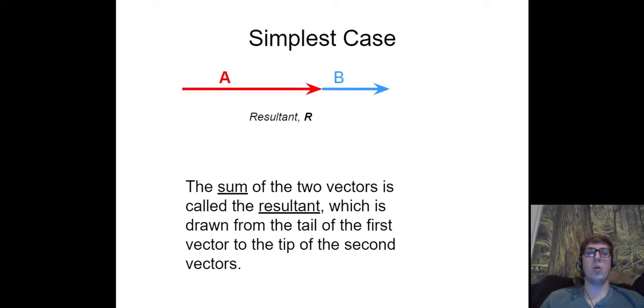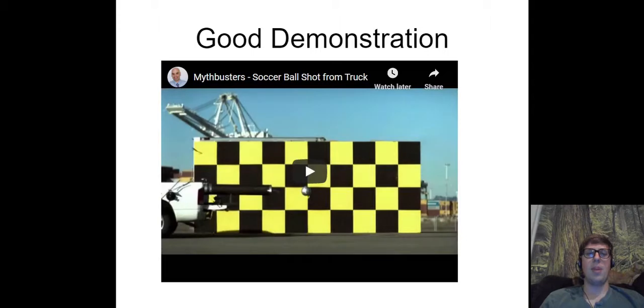Simple case, if you are only going in one dimension, you have A plus B. The resultant is just going to be those two things added together. This is a pretty good demonstration of that, except it's going to be demonstrating the two vectors going in the same dimension, so just flat, but one is going to be going to the left, and one is going to be going to the right, and I'll show you so you can see.